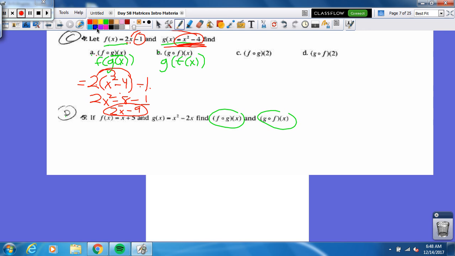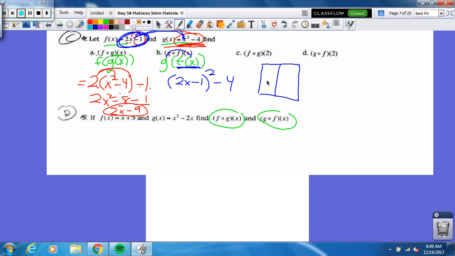Okay, one more. This one might be kind of crazy. Let's see. F of x is going to go into g. So f of x here is going to go into that x. So it's going to be like this: 2x minus 1 squared minus 4. So I took this whole f of x function, I plugged it right into the x of g of x. Okay, how am I going to simplify this? Oh yeah, box it up.